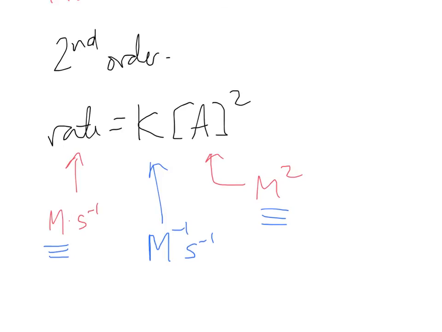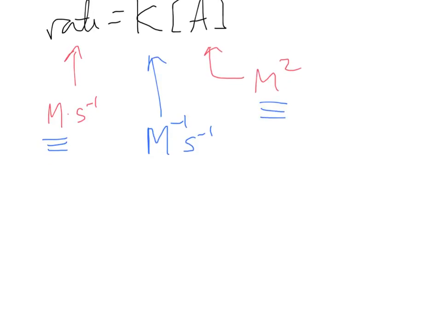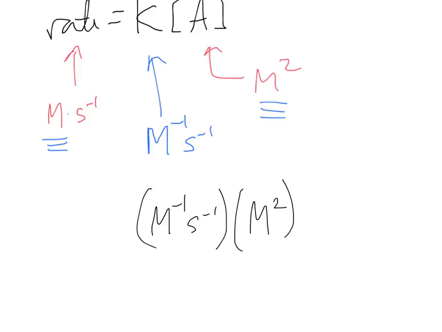And if you go ahead and just double check, if you multiply these out, you've got molarity to the minus 1, seconds to the minus 1, times molarity squared on the right-hand side. And of course that gives you molar seconds to the minus 1. And in general, you should be able to figure out the units for any rate constant, and it turns out you should be able to figure out what order a reaction is based on its units. And I'll let you play with that at home.